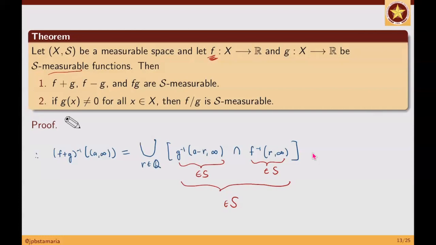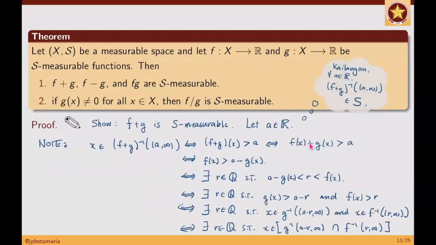Kukunin mo yung union nila over all rational number R. Ito na yung reason bakit gusto ko rational number ang kunin ko sa gitna. Kasi ilang rational numbers ba ang meron? Hindi masyadong marami. Countably infinite. So this remains as a countable union of elements in S because S is a sigma algebra, I know that the countable union is still an element of S. And this is what we wanted to happen in the first place.